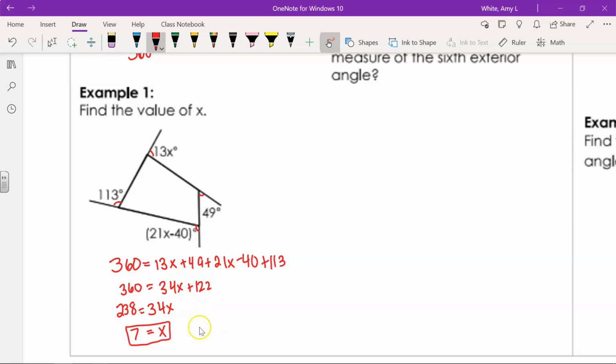So in this problem, the most challenging thing was doing the algebra, because since it's exterior angles, they are always going to add up to 360 degrees, no matter the number of sides on our figure.